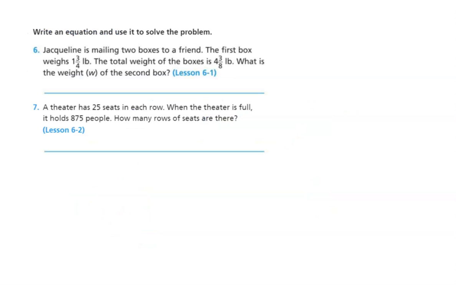Okay, numbers 6 and 7 want you to write an equation and then solve. Again, we are doing the dreaded word problems, which are not the most fun, but are super, super important because they're more like real world. So Jacqueline is mailing 2 boxes to a friend. It says the first box weighs 1 3/4 of a pound. The total weight of the boxes is 4 3/8 of a pound. So what's the weight of the second box?